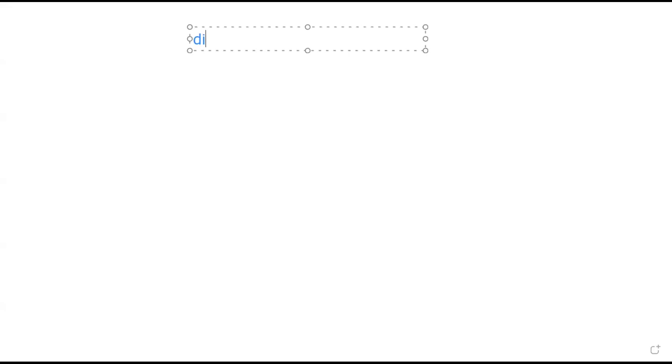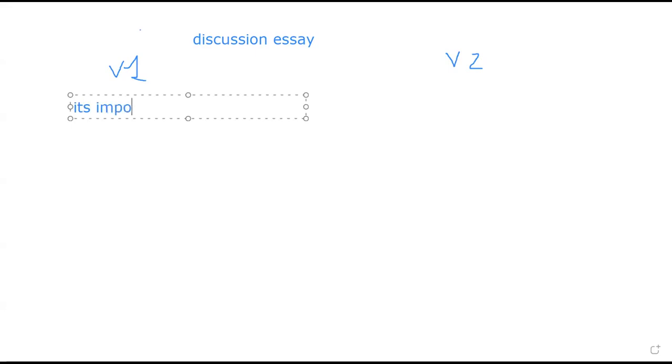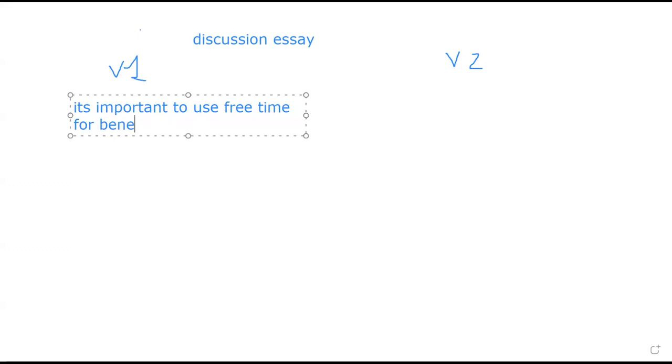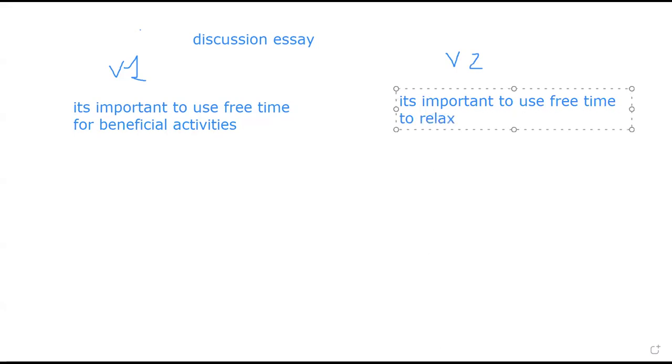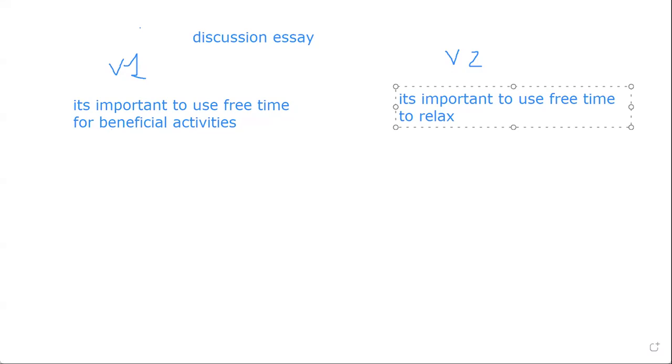So as I mentioned before, when we have a discussion essay, it means we discuss two views. So we have view number 1 and we have view number 2. View number 1 says that it's important to use free time for beneficial activities, while the second view, other people suggest that it's important to use free time to relax. So let me take a look. Yeah, so basically they say it's important to rest the mind during leisure time. So that's your second view.